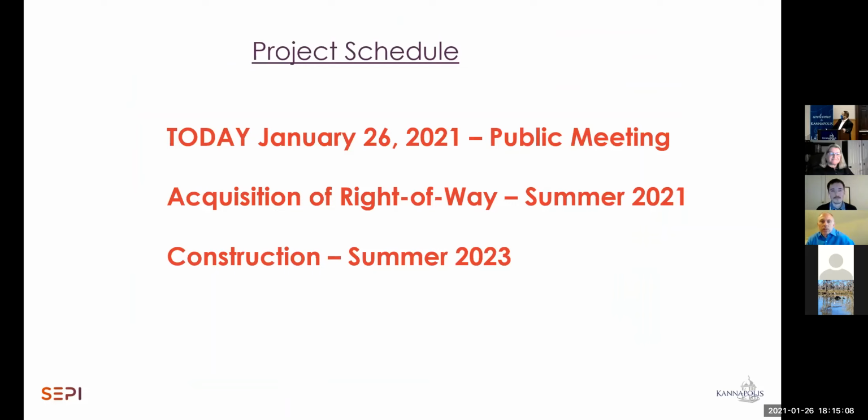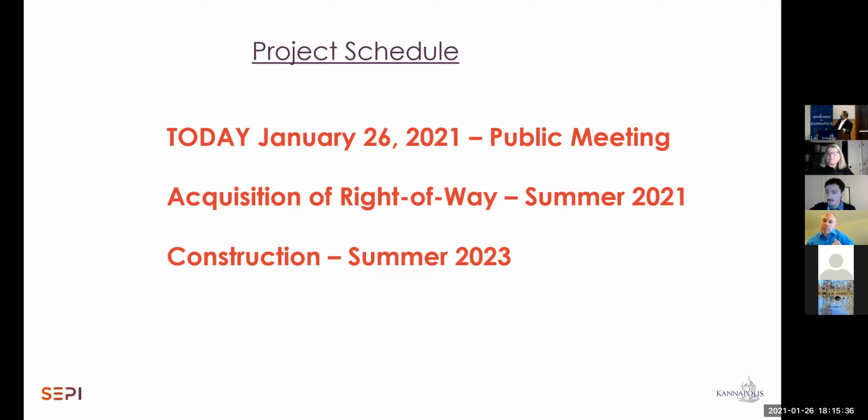So, the project schedule, kind of where we are today and moving forward. Today is the public meeting, January 26th. All of this schedule is tied to NCDOT's funding of the project. As a lot of you know, we've had a pandemic and some slowdowns, and that has impacted DOT, so all of the project timeframes have moved out.